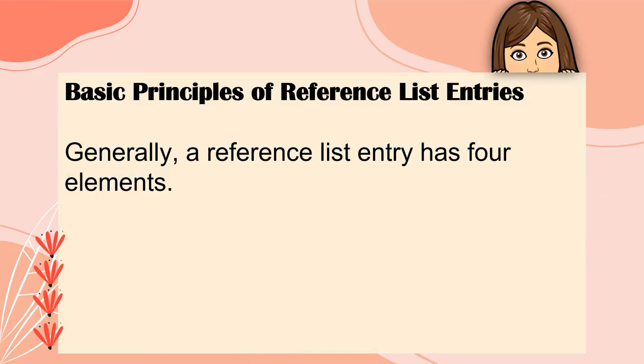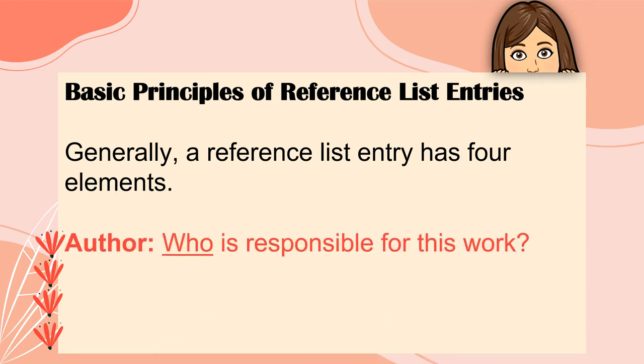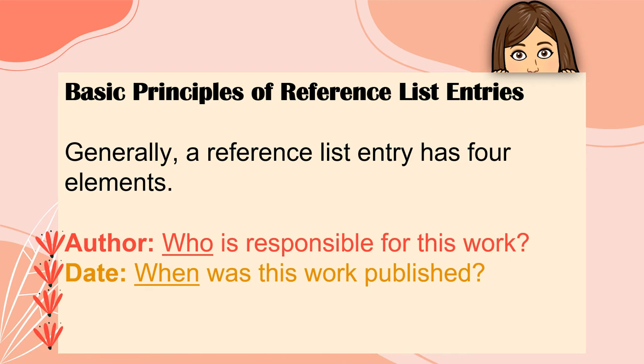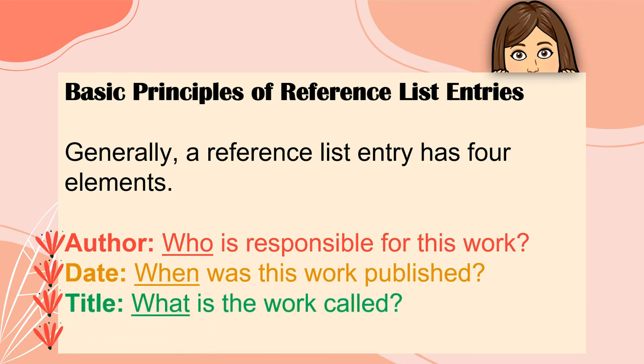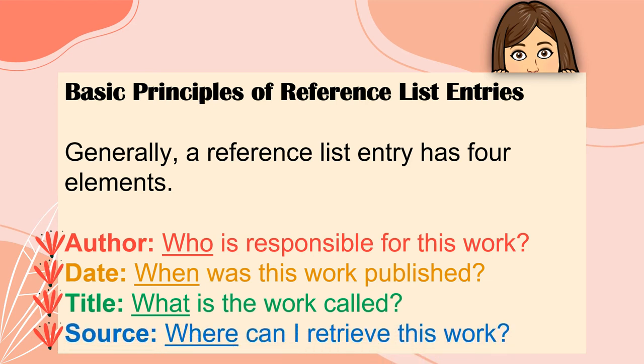Here are the basic principles of reference list entries. Generally, a reference list entry has 4 elements. First, the author. Who is responsible for this work? Date. When was this published? Title. What is the work called? And lastly, the source. Where can I retrieve this work?